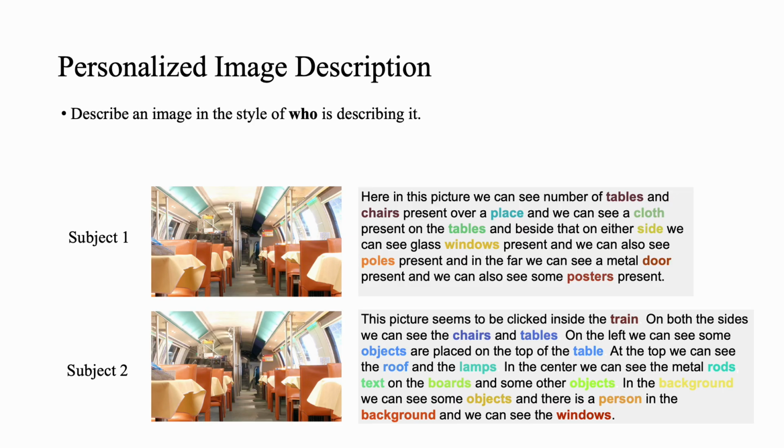Personalized image description is to describe an image in the style of who is describing it. For these different individuals, for example in the figure shown, subject 1 and 2, even if they are viewing the same image, their descriptions will be very different. Not only the length, but also the objects that are mentioned, in what detail, and in what order.